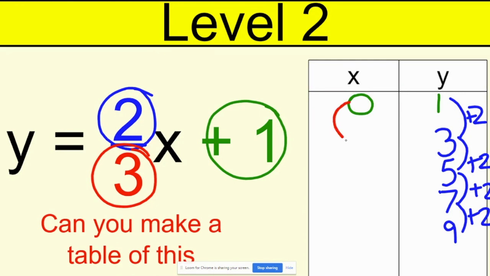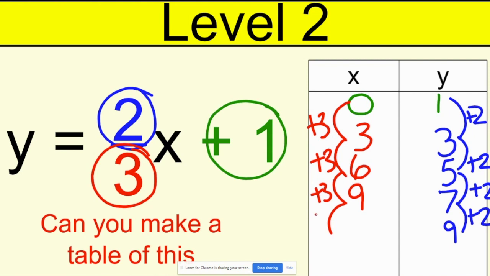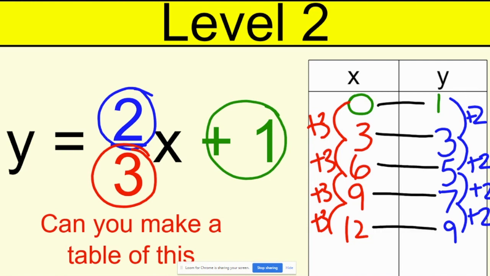That means I'm going to be going up 3. So 0 plus 3 is 3, then I'm going to add 3 again, which is 6. Then I'm going to add 3 again, which is 9. And then I'm going to add 3 again, which is 12. Now, this may look a little bit messy, but let's line things up here. The first ordered pair is 0, 1. The second ordered pair is 3, 3. Next, I have 6, 5, 9, 7, and 12, 9.